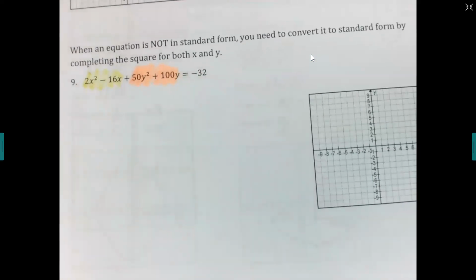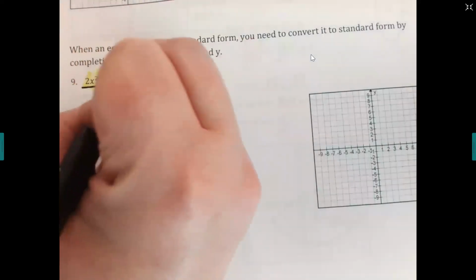Okay, but when it's an ellipse, you're going to have a GCF that the X's have in common. And then you're going to have a GCF that the Y's have in common. So look at your two X's. What do both of these have in common? What number could I divide both of those by?